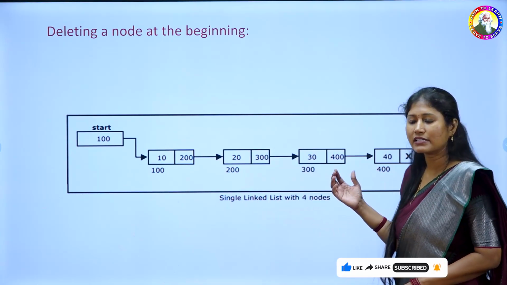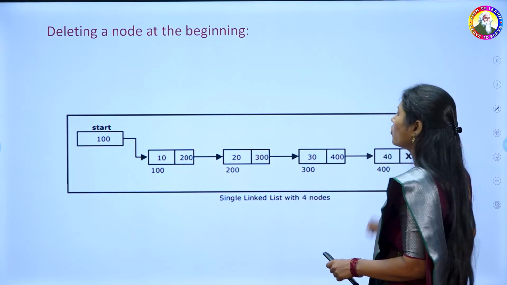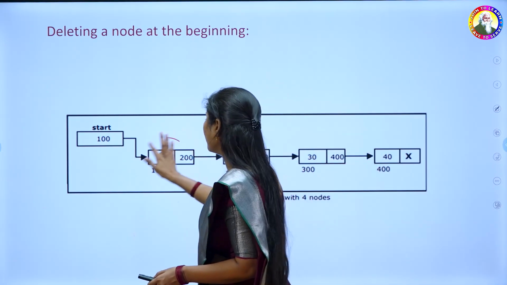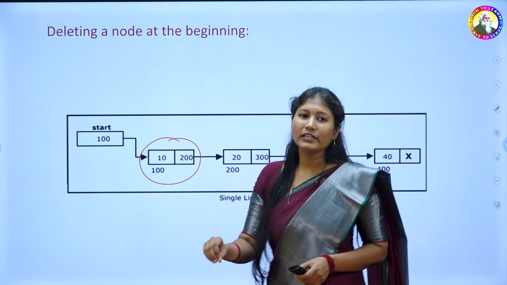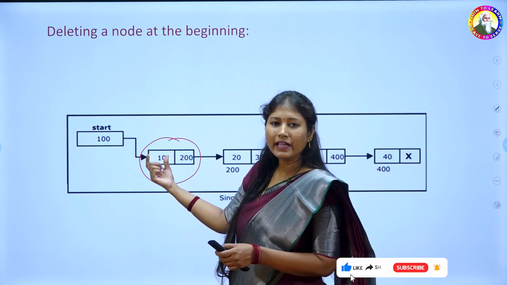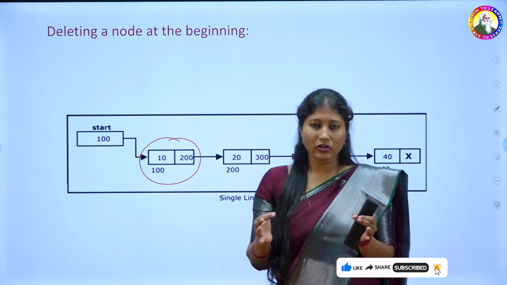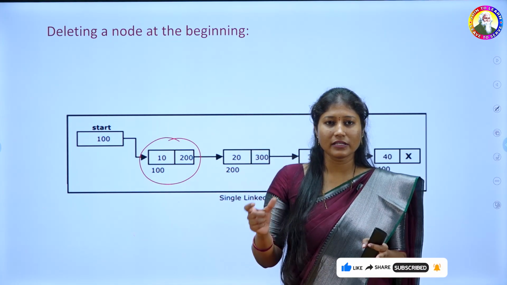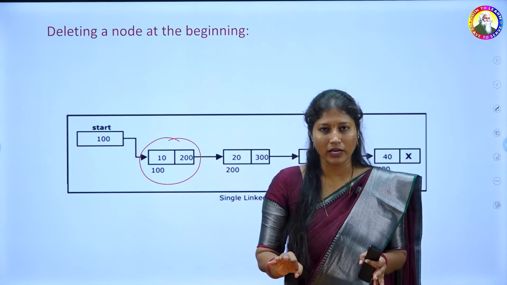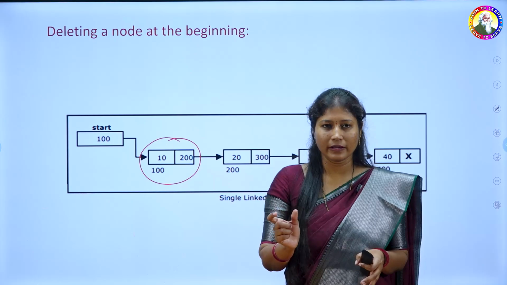This is our linked list. Now, my task is, I want to delete a node at the beginning. This one must be deleted. How can I do that? Deleting a node is nothing but deallocating the memory. How can I deallocate the memory? By using a keyword free.